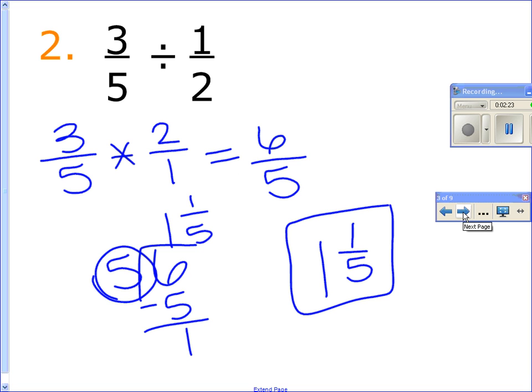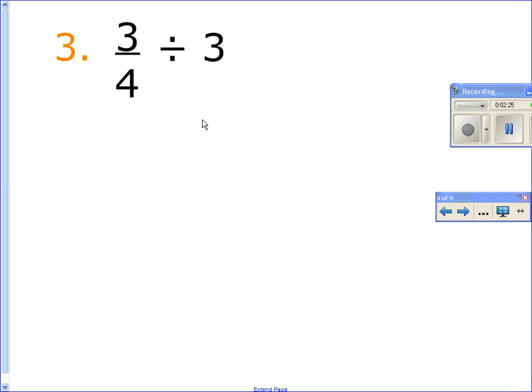Okay, here's another one. We have 3/4 divided by 3. You can pause the video and try this one on your own. Start it when you're ready to check. Okay, so 3/4 divided by 3. To make a whole number a fraction, remember you put it over 1. Keep the 3/4, change the division to multiplication, and the new reciprocal is 1/3.